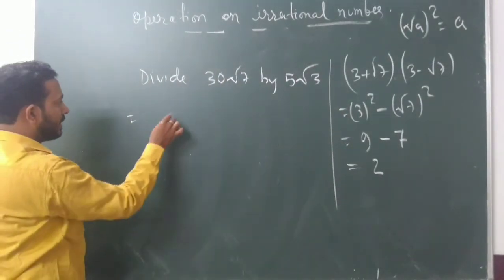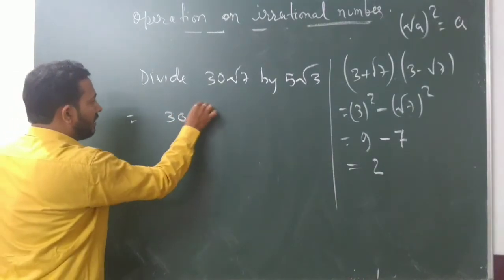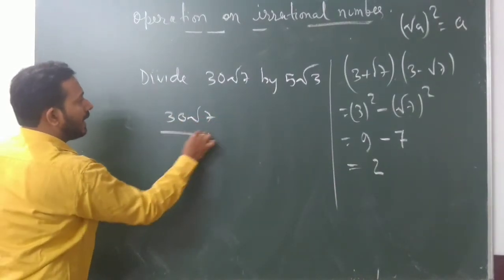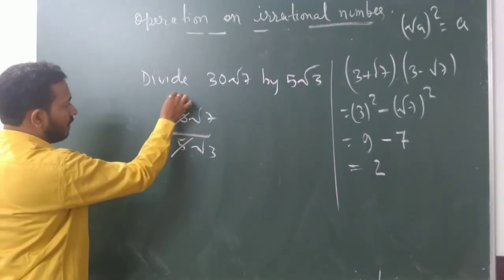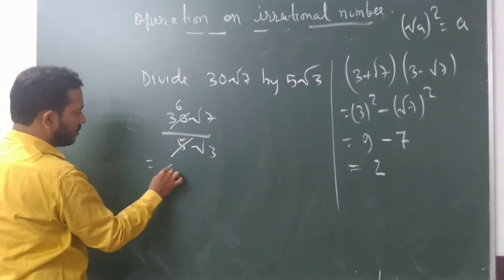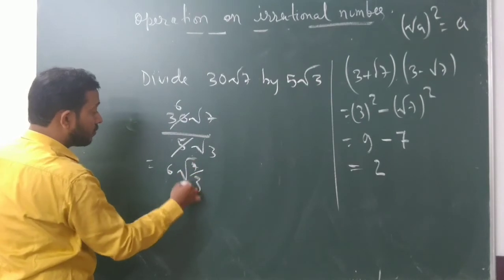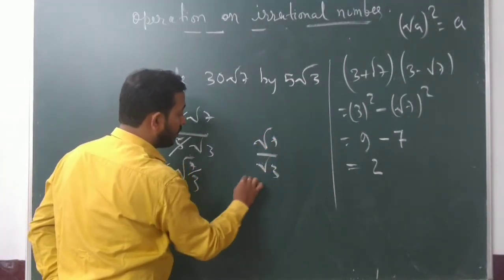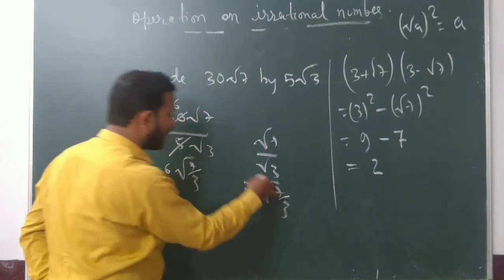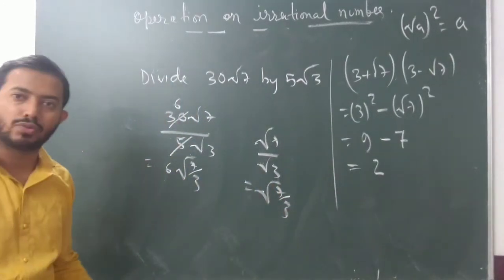Then what are we going to get? 30 root 7 by 5 root 3. So here 3, 5, 3, 6, we are getting 6 root 7 by 3. Why? Because we know that root 7 by root 3 will give you root over 7 by 3. You can keep your answer like that. No problem. This will be your answer.